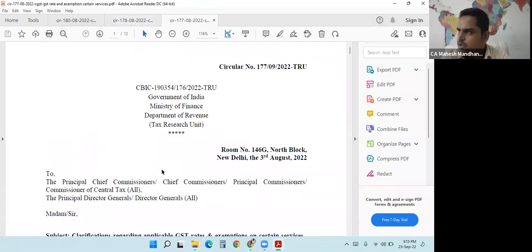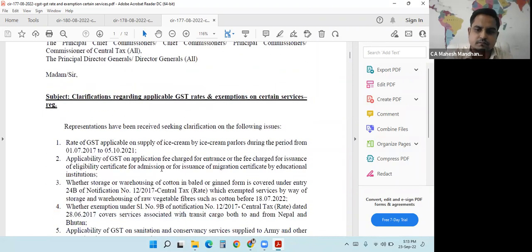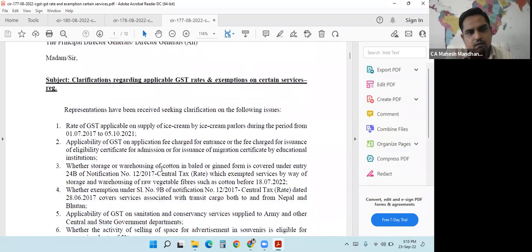It's again a very important circular issued by the CBIC to remove the dust in various gray areas in relation to supply of services. Whether those services will be liable to tax as a supply of goods or as a supply of services, whether they will be liable to GST or not at all, whether they will be exempted. These types of questions are answered through this circular. Various types of transactions are covered in this circular. We will go scenario by scenario. Number 1, supply of ice cream by ice cream parlors.